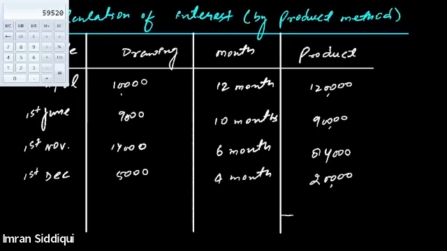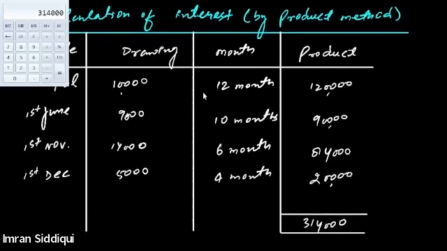Right, now we will total these values. Total will be 1,20,000 plus 90,000 plus 84,000 plus 20,000. This will be 3,14,000. Right, everyone? Is that correct? Yes, sir. Please note it down quickly.